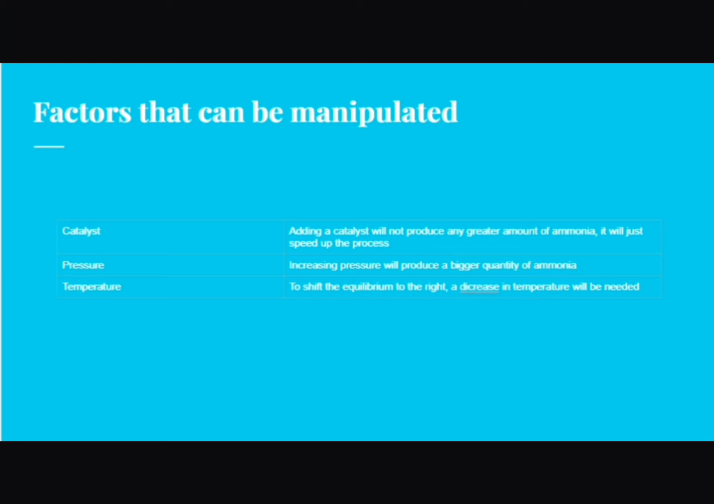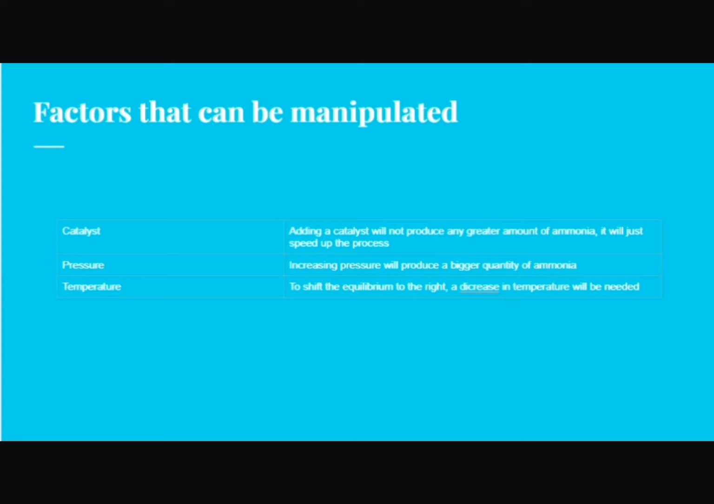Now, the factors that can be manipulated in this reaction. First, the catalyst. We already know that by adding a catalyst to a reaction, we do not shift the equilibrium to any side. We do not favor neither reactants nor products. However, it will speed up the process, which makes this process a lot more productive.